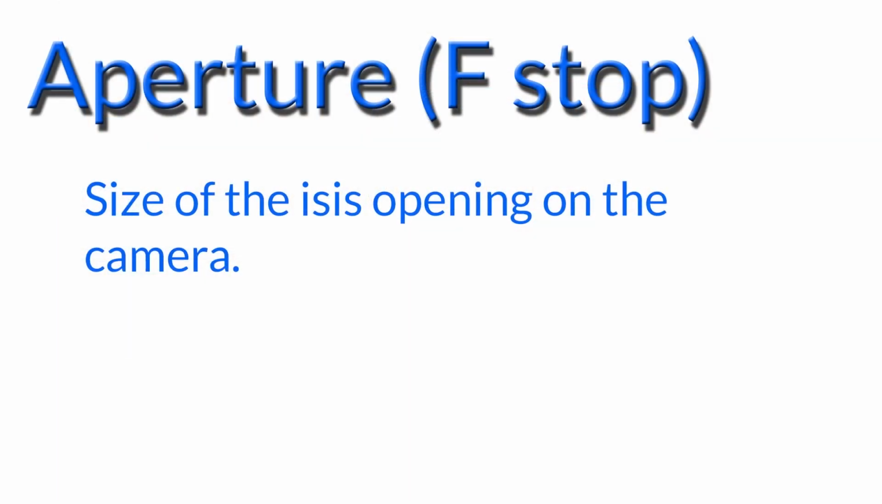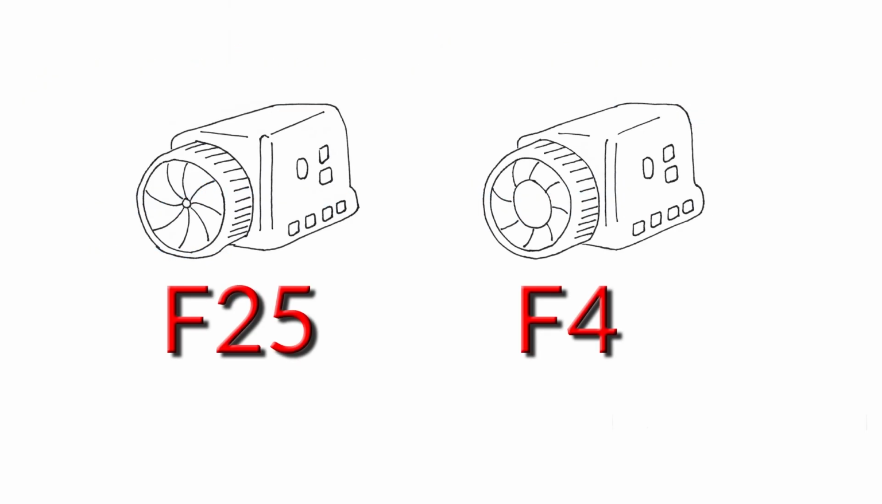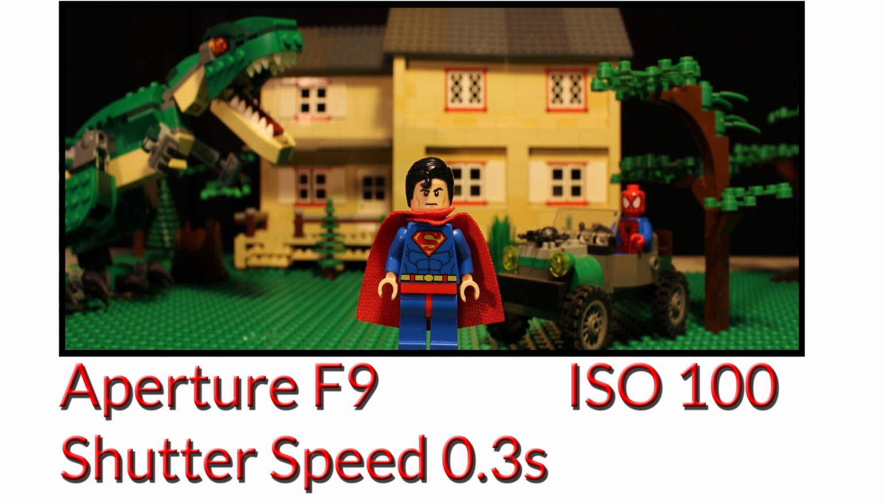Aperture or f-stop is the size of the iris opening. Although this can affect how much light gets to your camera sensor, it more so determines your depth of field. A shallow depth of field focuses on your subject while the background is out of focus. Meanwhile, a wide depth of field keeps both your subject and your background in focus together.